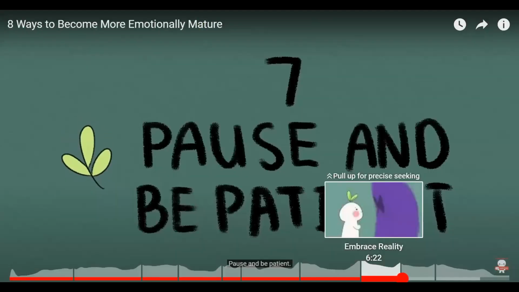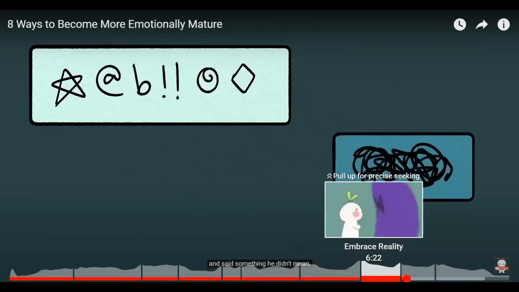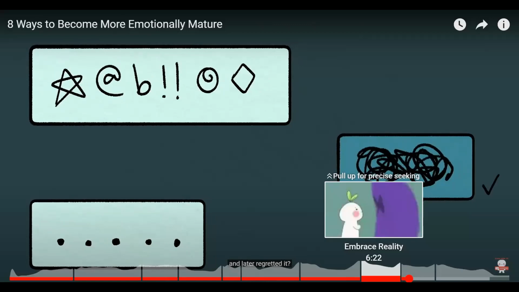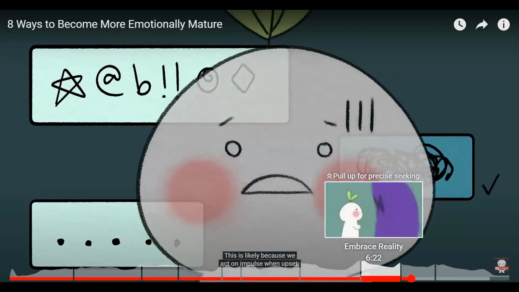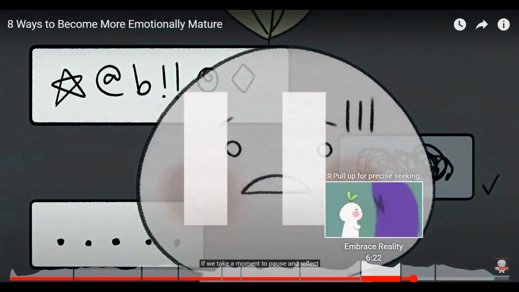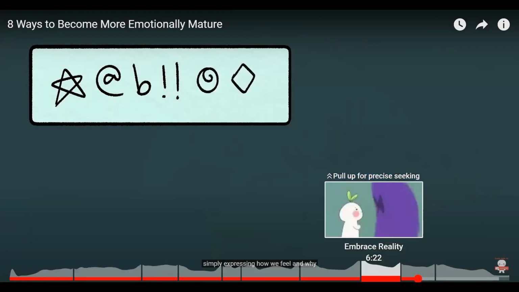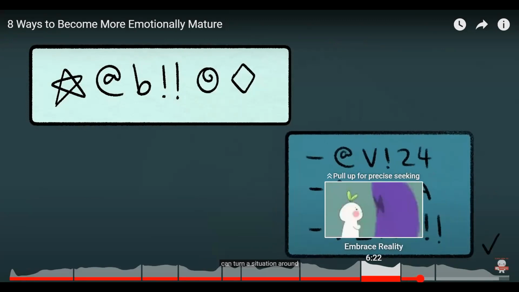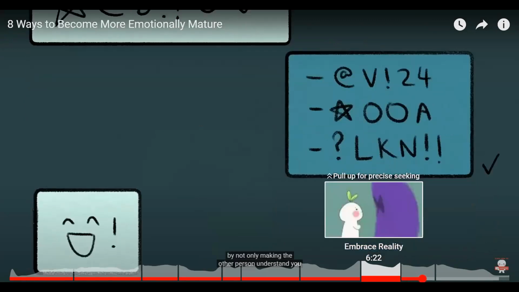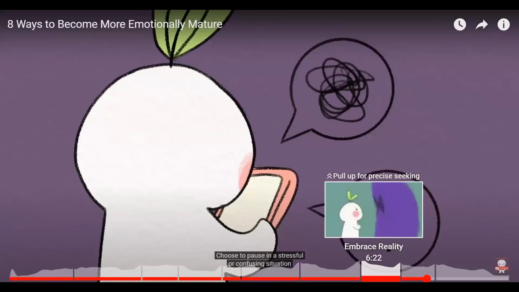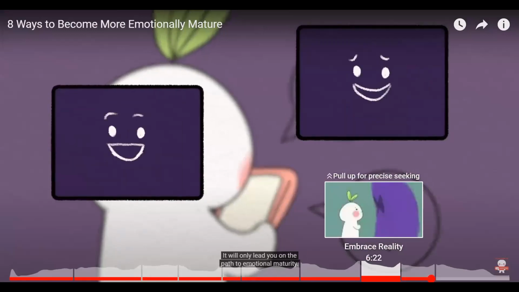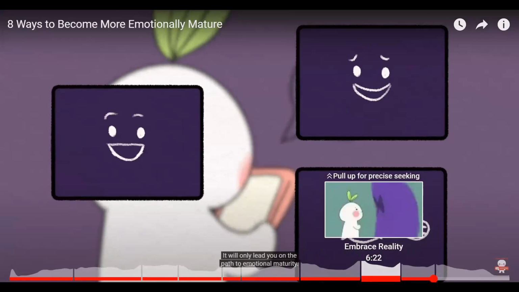Number 7, pause and be patient. Have you ever been in a heated argument and said something you didn't mean and later regretted it? This is likely because we act on impulse when upset. If we take a moment to pause and reflect, we can then begin to say what we really mean. Simply expressing how we feel and why can turn a situation around by not only making the other person understand you, but yourself as well. Choose to pause in a stressful or confusing situation to give yourself the option to consciously choose how you want to react. It will only lead you on the path to emotional maturity.